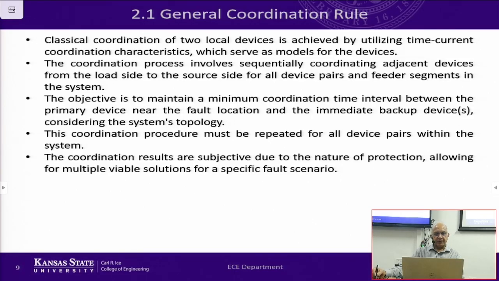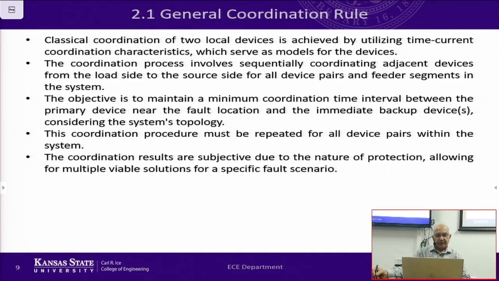Generally, if we have to coordinate devices, we start from the lowest end, and then we move up in pairs. You pick the device at the lowest end and determine its characteristics, and then go to the next level and pick that one to coordinate with the lower one, and then keep going. So that's the way the process works. It is a sequential process starting from the load side up to the substation.